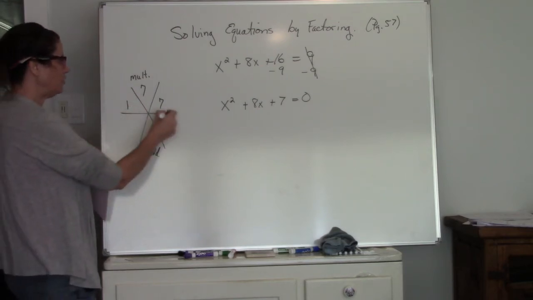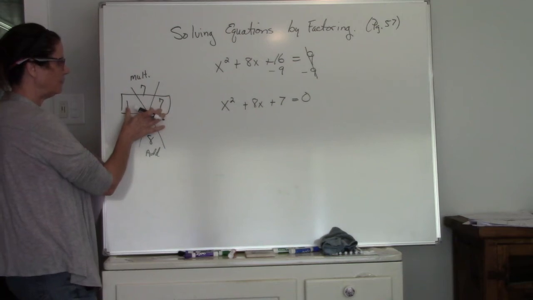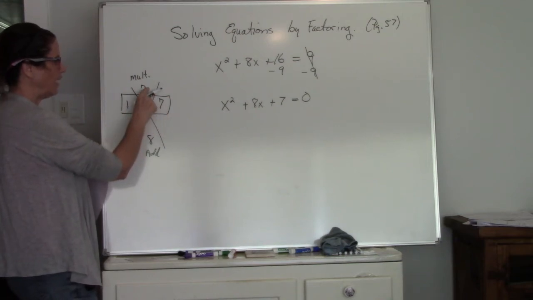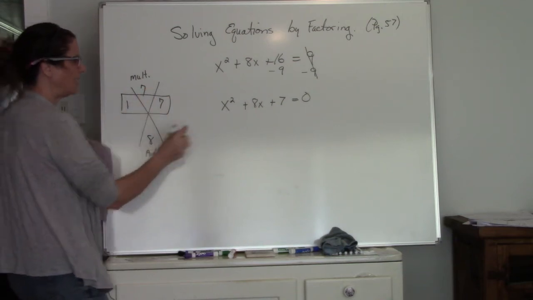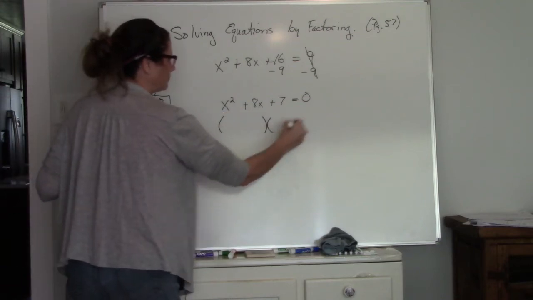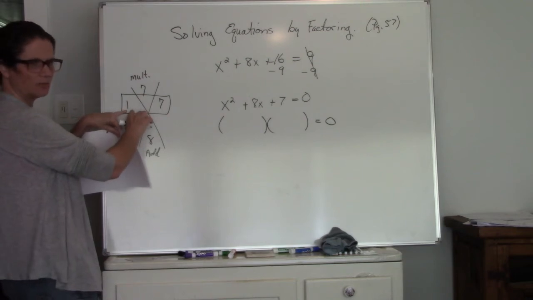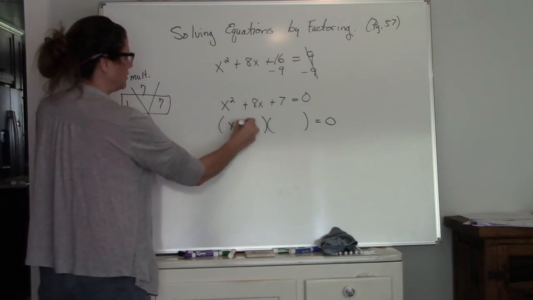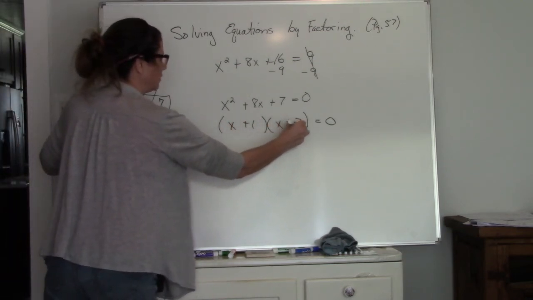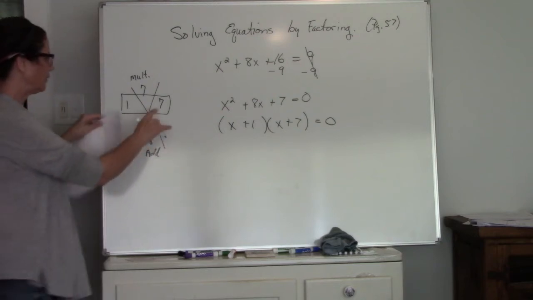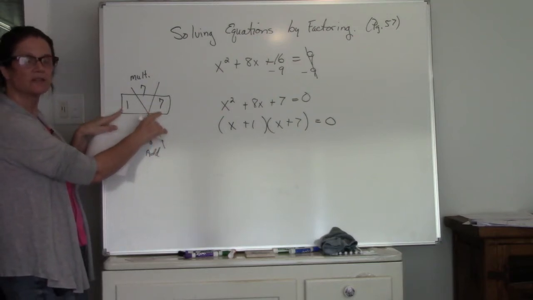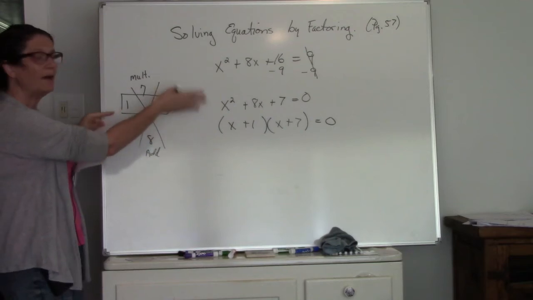So as soon as I know that this set of factors will satisfy when I multiply and when I add, then I can come over here. I always write two sets of parentheses, and these are my factors, x plus 1 and x plus 7. Where do I know it's plus? Because I had to use the positive version of it. Okay, so I factored it.